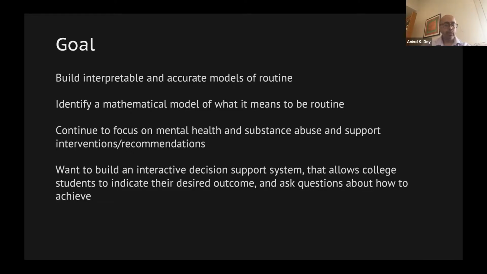We're going to be continuing to focus on mental health and substance abuse and looking to support different kinds of interventions and recommendations. And in my ideal world, I've been thinking about, could I eventually build an interactive decision support system that would allow anybody, in this case a college student, to indicate some desired outcome. I want to maintain my physical fitness and I want to get good grades. But I'm in this situation where I can do either A or B. Which one would actually help me achieve my outcome? As a way of supporting individuals' decisions in deciding what to do.